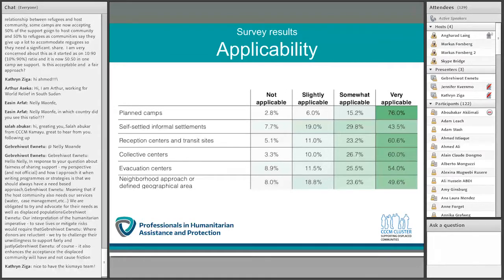Okay, so Catherine, perhaps I could ask you to reflect a bit on this question of applicability to different contexts. Noting that respondents seem to believe that the standard applied well across different kinds of contexts, but better in some than in others, what is it that's different about informal settlements, about neighborhood approaches, that respondents might find there to be less of a match with the standards? Just a few reflections from you, Catherine.